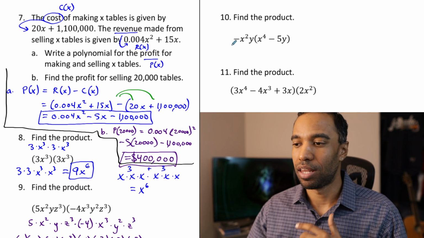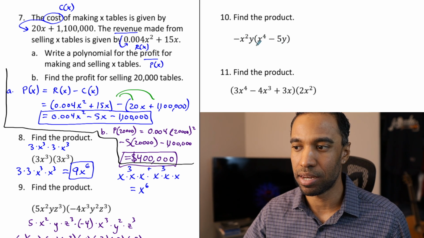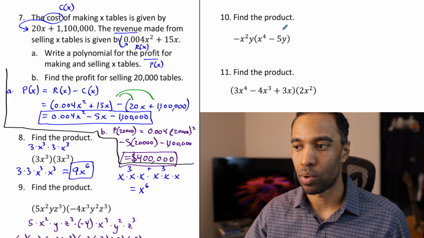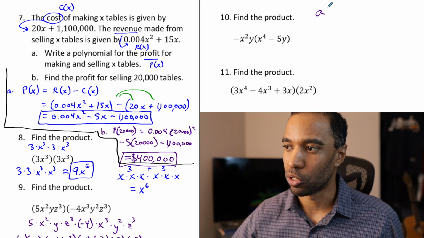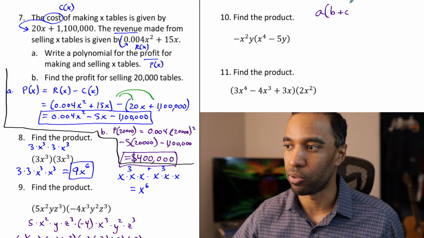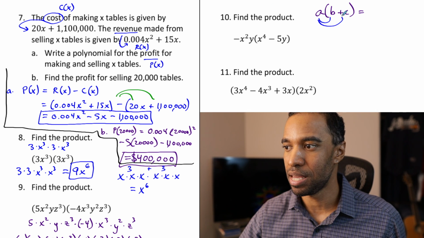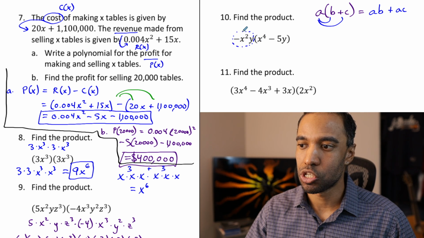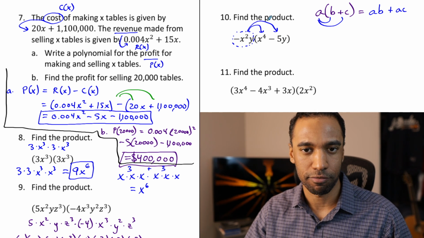Okay, numbers 10 and 11, find the product. Now we have a distribution here. There is a minus inside this quantity, which means we need to multiply what's outside of here with both terms, just like distributing the negative before. Distribution looks like this. If something outside multiplies with a sum or difference on the inside, you distribute by multiplying the a with the b and the a with the c to get a times b plus a times c. So this item outside of this quantity right here is going to multiply with x to the 4th, and it's going to multiply with negative 5y.